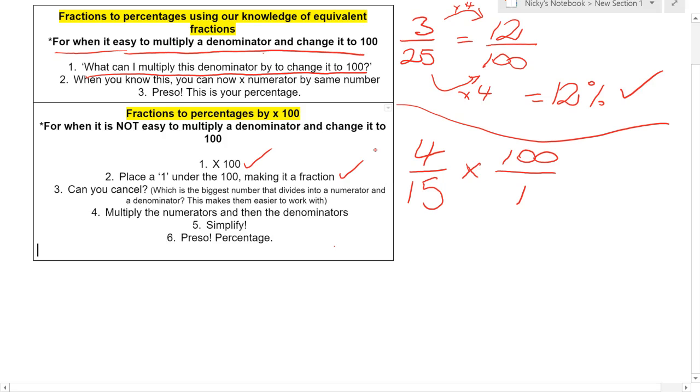Okay, so just a reminder, when you're cancelling, I've just written it in brackets there. Which is the biggest number that divides into a numerator and a denominator? So when we're cancelling, we're looking for a pairing. It can be within the same fraction, or it can be one numerator and one denominator, in which case, in this question, it's from 2 different fractions, and that's totally fine.